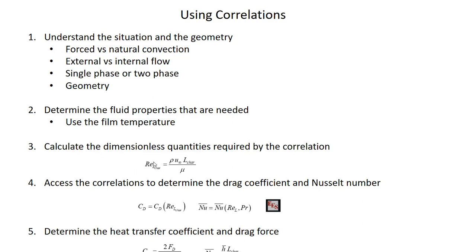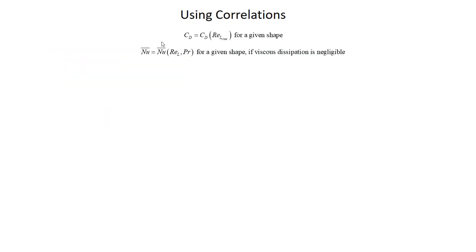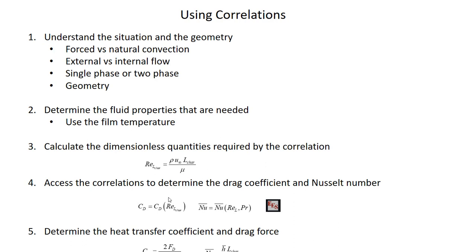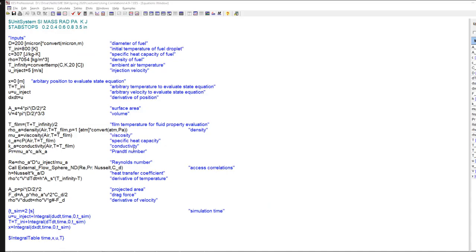Once you've got the Reynolds number and the Prandtl number, then you have everything you need to access these correlations. So you have to go get the Nusselt number and the drag coefficient, and there are all different ways of doing this. If you have a handbook that is filled with charts, you might actually just pick numbers off of a chart. A lot of times there are equations that capture these relationships. I'll show you how you can pick these out using the heat transfer library in EES.